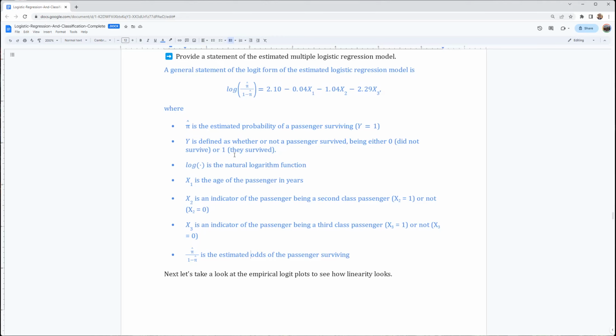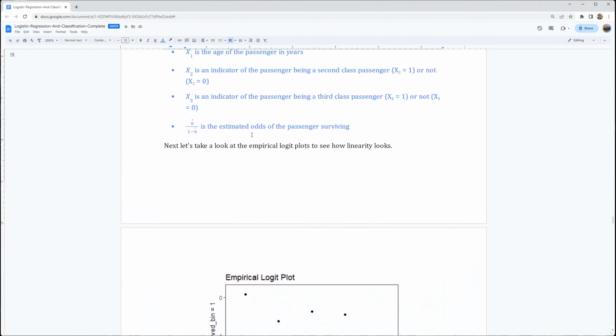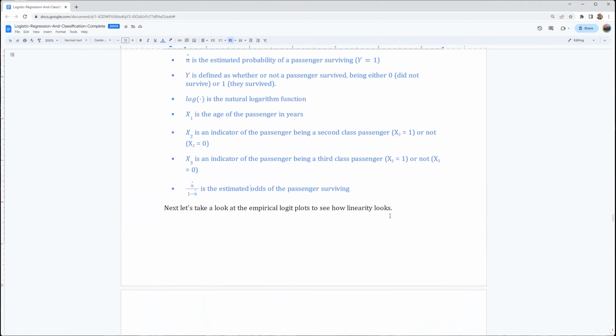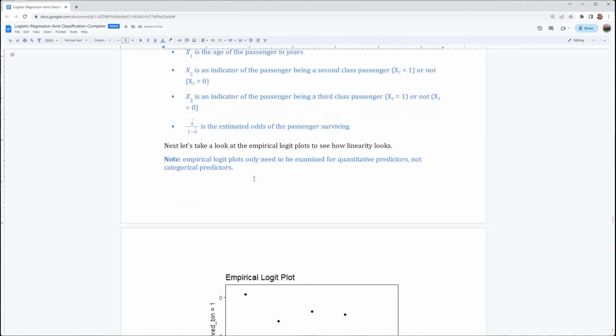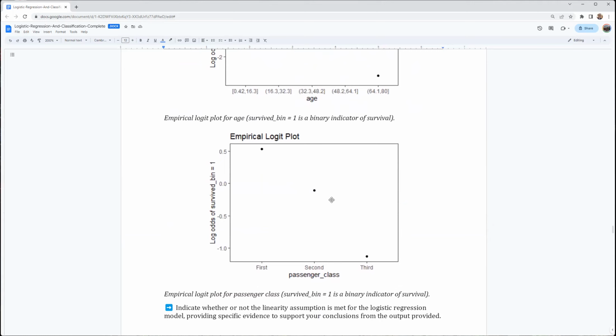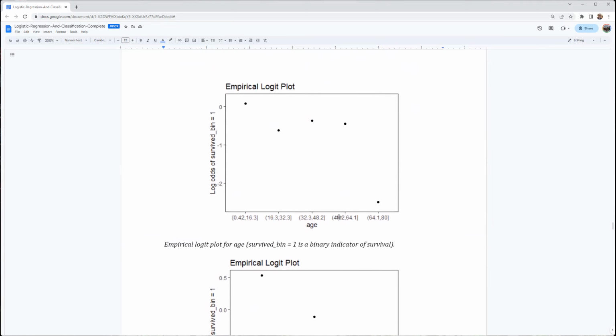So we have our numerical estimates. Now let's look at the linearity assumption for this model by looking at some empirical logit plots. Okay. So note that you only need to do this, so I'll write this here. Note, empirical logit plots only need to be examined for quantitative predictors, not categorical predictors. Okay. So by construction, I included an empirical logit plot here because it still informs us of some things for the categorical predictor, passenger class, but note that we don't need to use this to check the linearity assumption. We only do this for quantitative predictors.